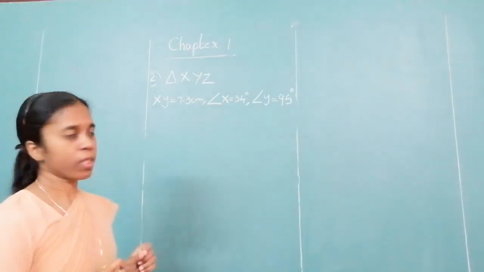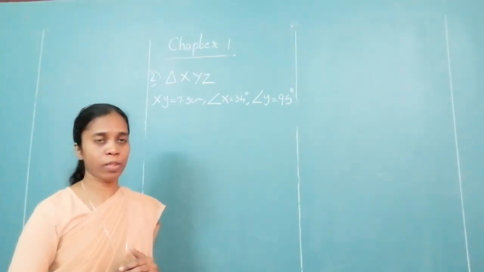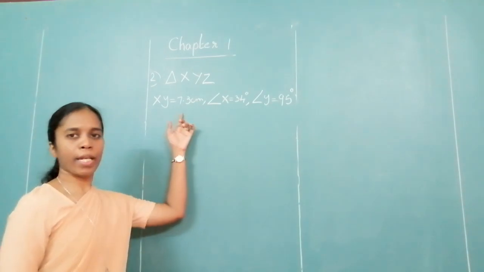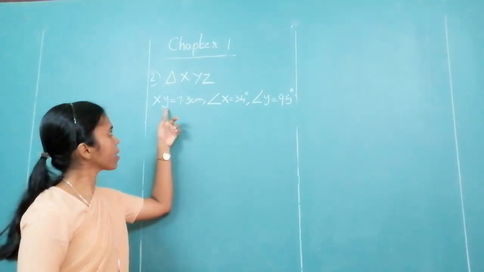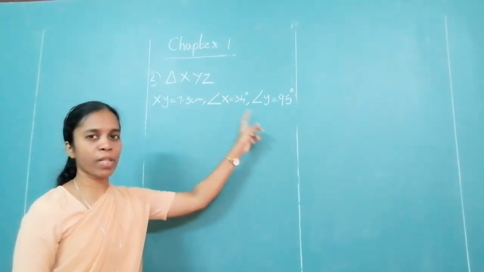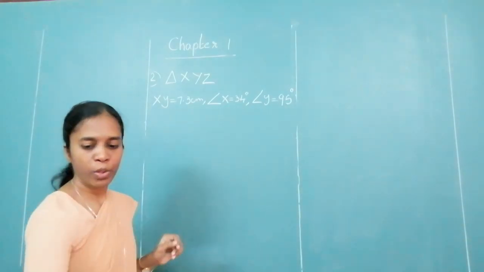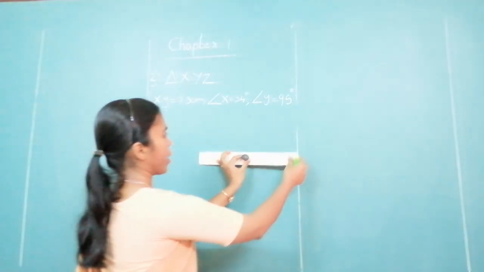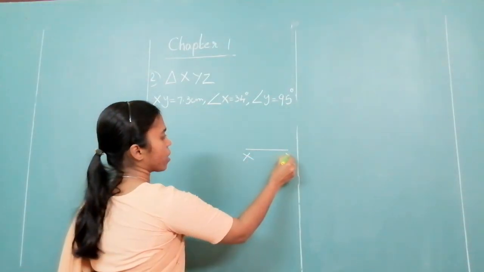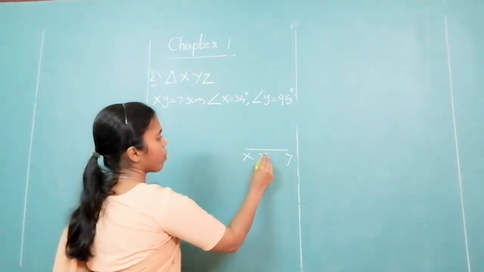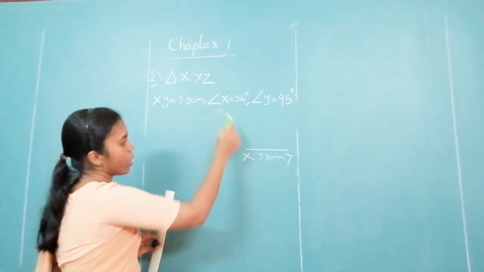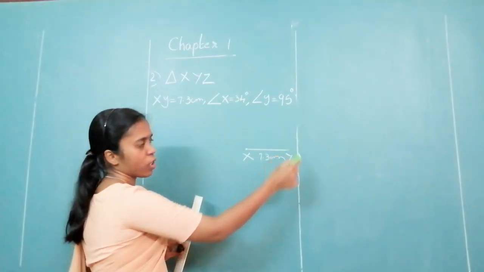We will go for the next one. Let's see what is given to us. Triangle XYZ. Only one side is given, XY. And what type of angles are given? X and Y. So how do you draw it? Draw XY. How much is it? 7.3 centimeter. Now, angle X is over here, angle Y is over here.